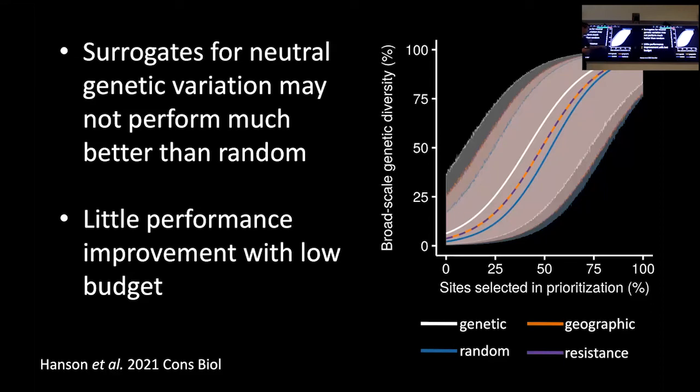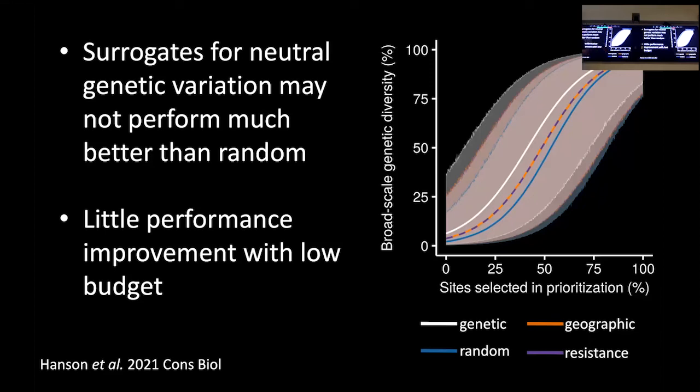So if we're able to achieve a higher value on the y-axis, we're getting more genetic diversity for a fewer number of sites. So the white line's our best if we're using genetic data. If we're using geographic variables, that's based on the idea that we're spreading out our prioritization spatially evenly across the study area for where the species is found. Then we have that orange line.